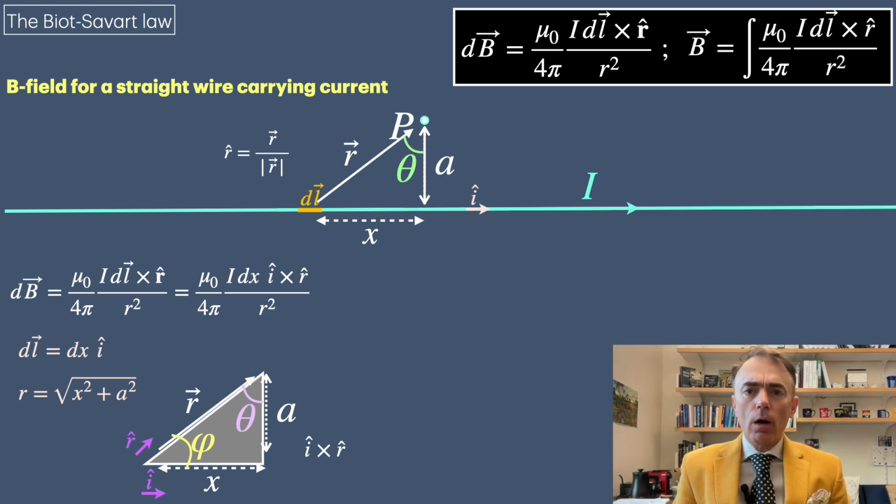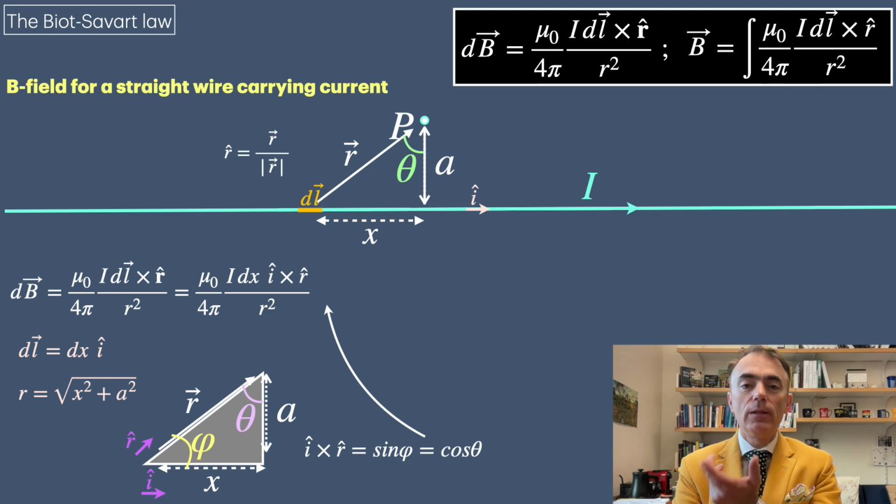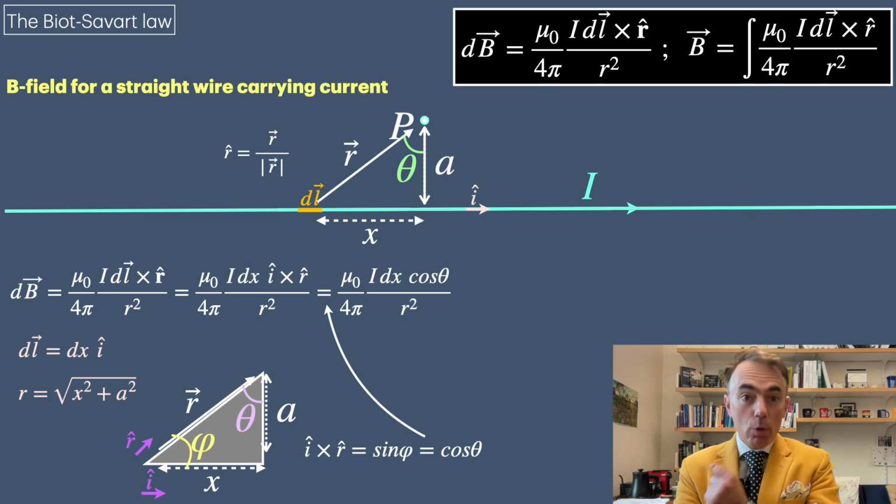l hat cross product r hat is going to be the magnitude of these vectors, which is 1, times the sine of phi, and the sine of phi is the same as the cosine of theta. Putting this back into the differential of magnetic field dB, now we have several variables: x, theta, and r.